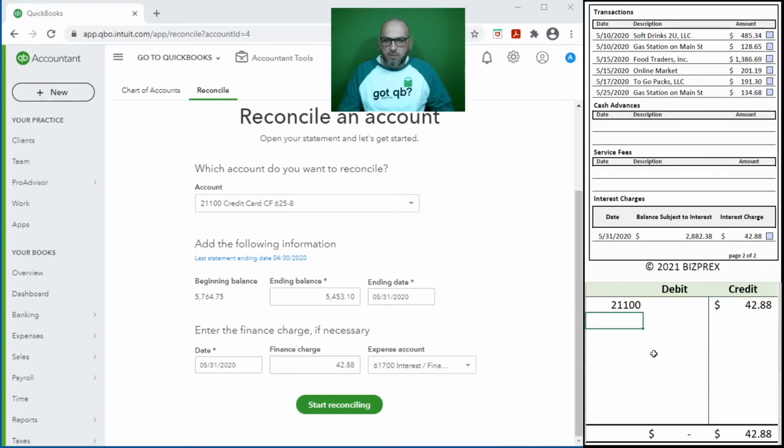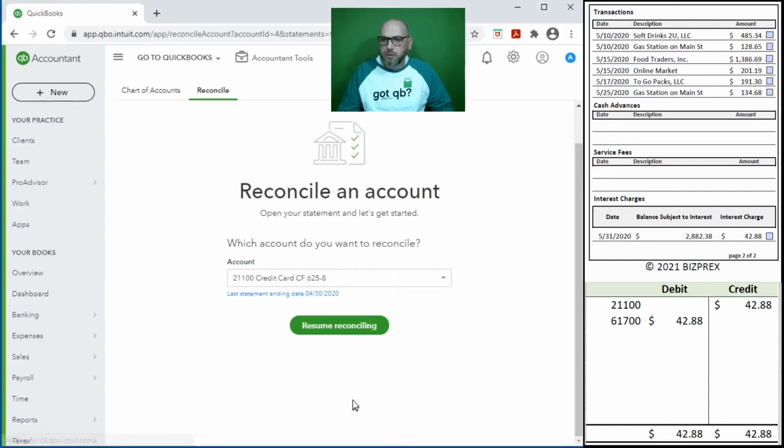What else is happening? Well, our expenses on interest and finance charges right here, it's going up. It has to be debited to go up. Here it is, even though it's entered once, it is a debit to account 61,700. It is a credit to account 21,100. Let's start reconciliation.